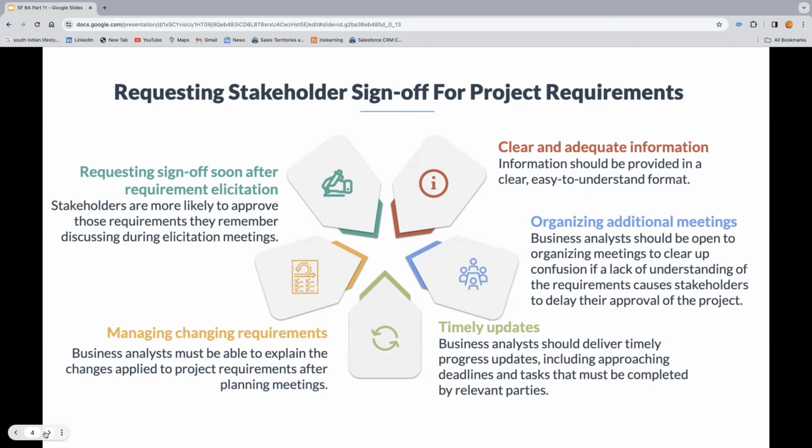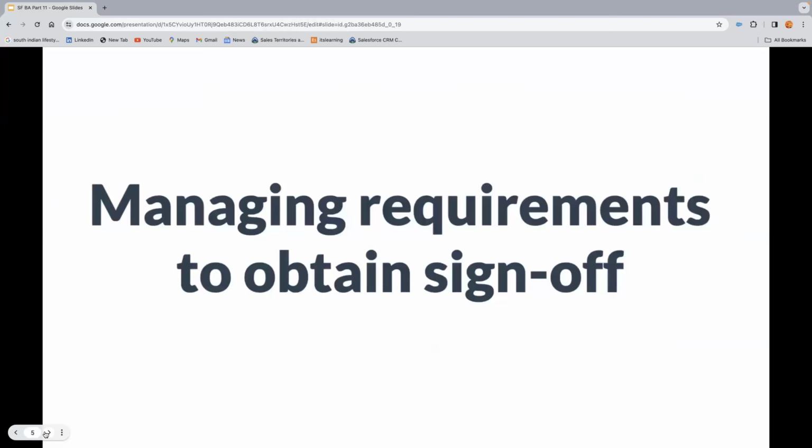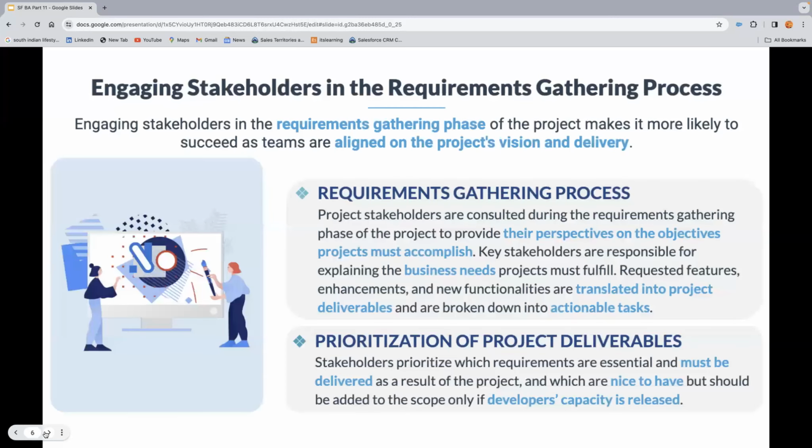Organizing additional meetings. Business analysts should be open to organizing meetings to clear up confusion if a lack of understanding of the requirements causes stakeholders to delay their approval of the project. Timely updates. Business analysts should deliver timely progress updates, including approaching deadlines and tasks that must be completed by relevant parties.